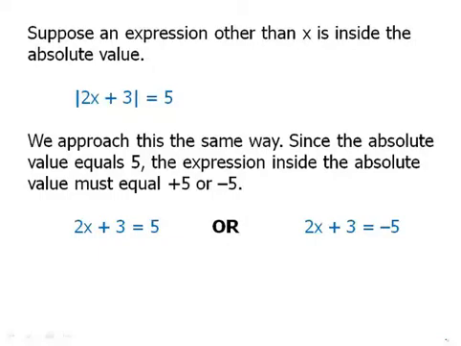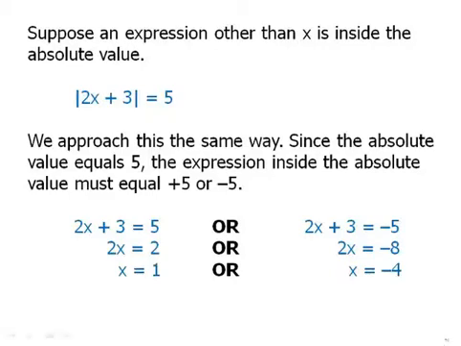And remember, exactly the same way with quadratics, this word or is a mathematical object. It's not a piece of garnish. It's a necessary part of the problem. So we solve the equations individually, and we get x equals 1 or x equals negative 4. And those are the 2 possibilities.